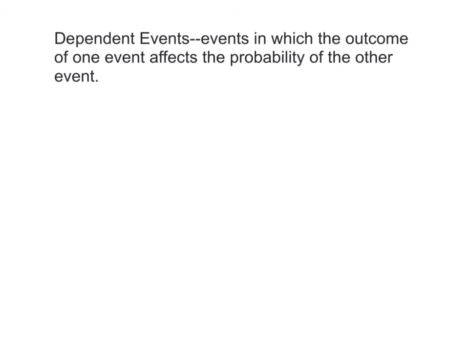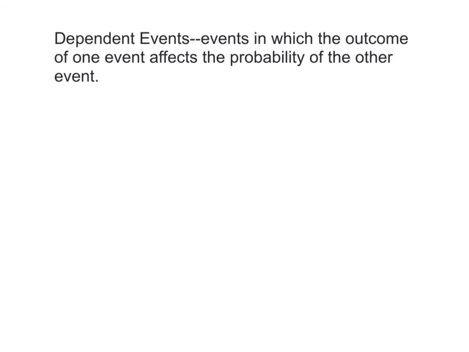Now, because I did not replace the first sock that I took out, I am now dealing with 9 socks instead of 10. And I'm also dealing with 1 less of whatever color sock I pulled out. So because of that, I've now just changed the probability of my second event. So therefore, we say that the second event depends on the first event. It depends on what happened. Did I pull a black sock or a white sock out the first time?